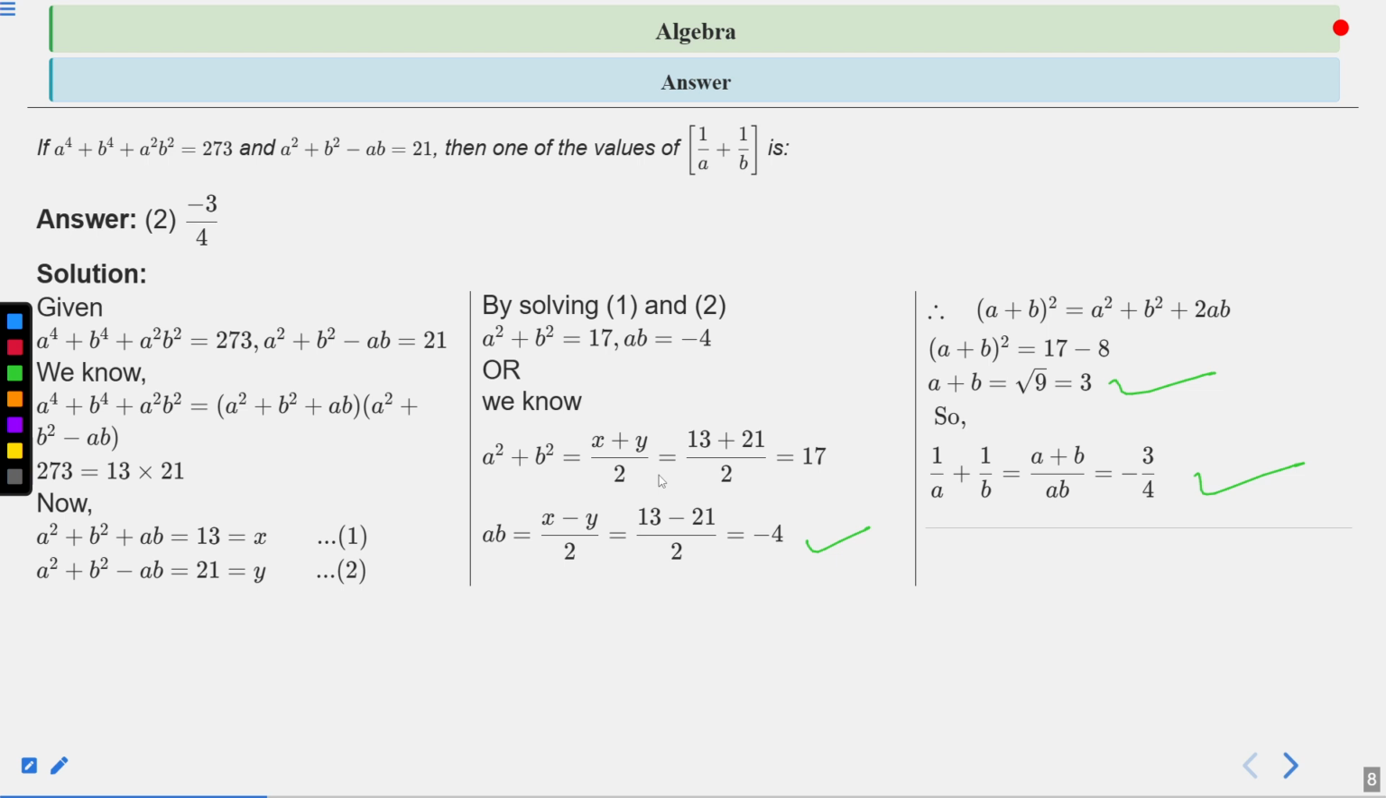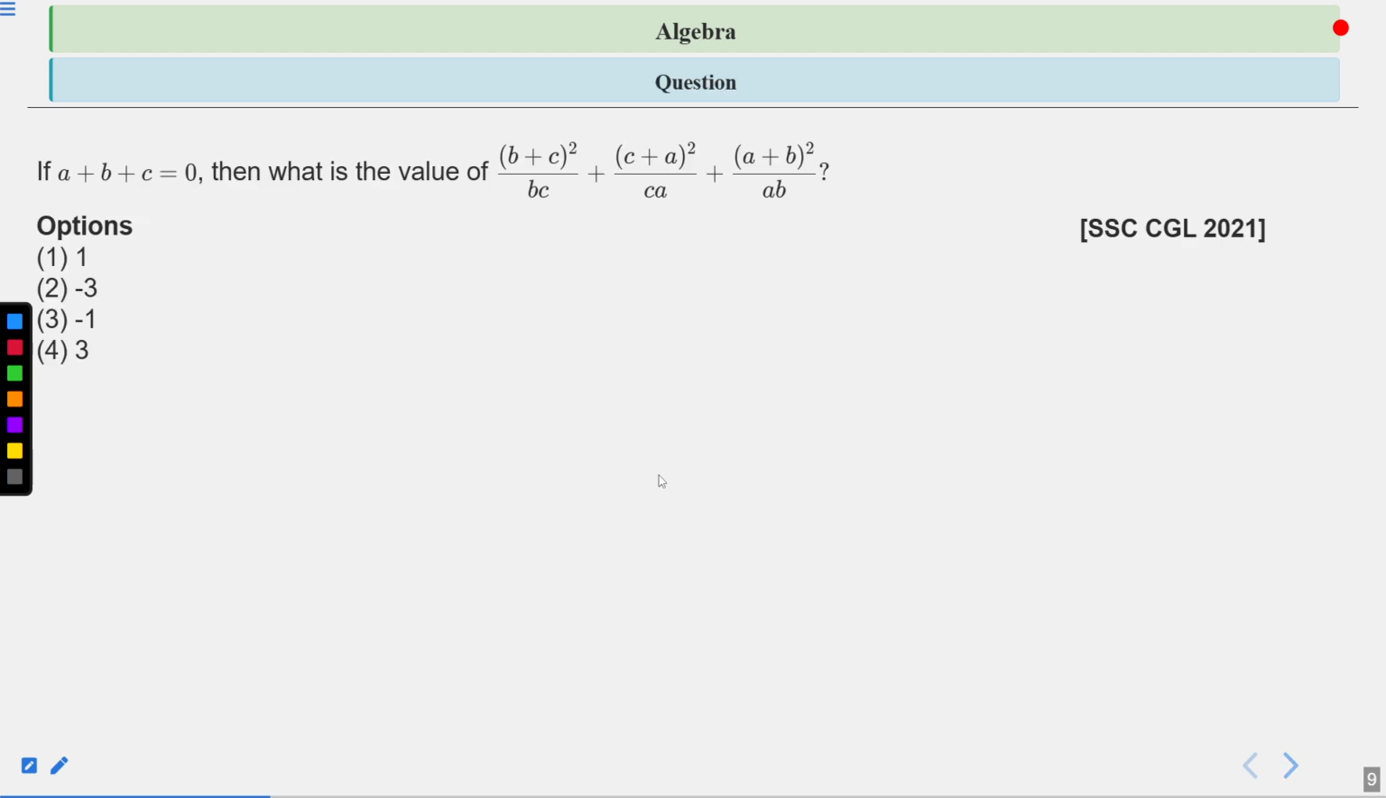Next one. If a plus b plus c equals 0, then what is the value of (b plus c) whole square upon bc plus (c plus a) whole square upon ca plus (a plus b) whole square upon ab? And this question was asked in the SSC CGL 2021 exam.